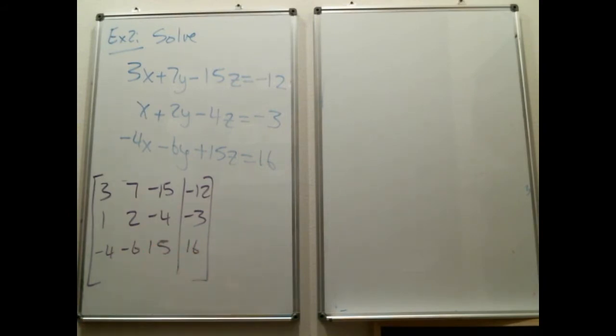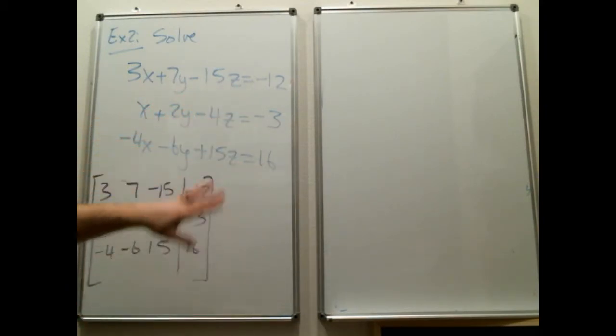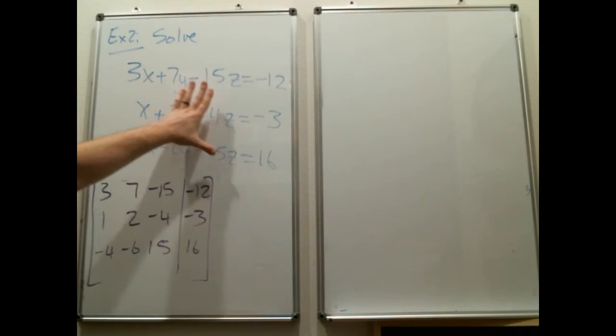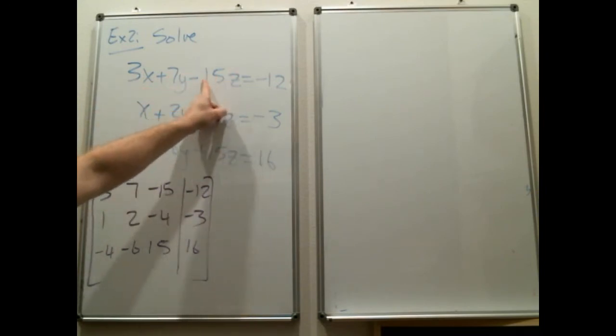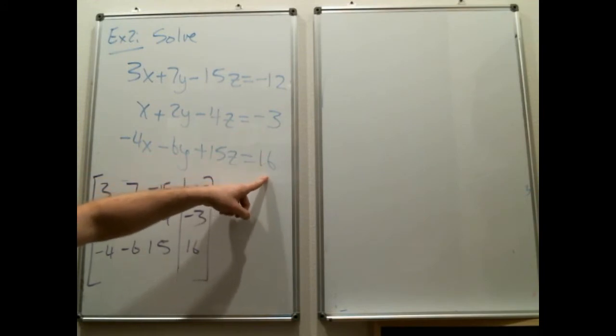All right. We're going to finish this problem to the very end, and we're going to solve for x, y, and z. The x, y, and z that we find will satisfy all 3 of these equations, meaning we plug the same x, y, and z values into all 3 of these. This top equation equals negative 12, this one equals negative 3, and this one equals 16.